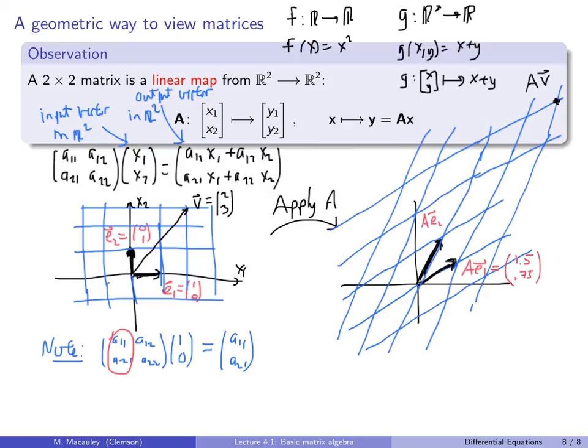And also notice that if I multiply this matrix by (0, 1), notice what I get. I get the second column.